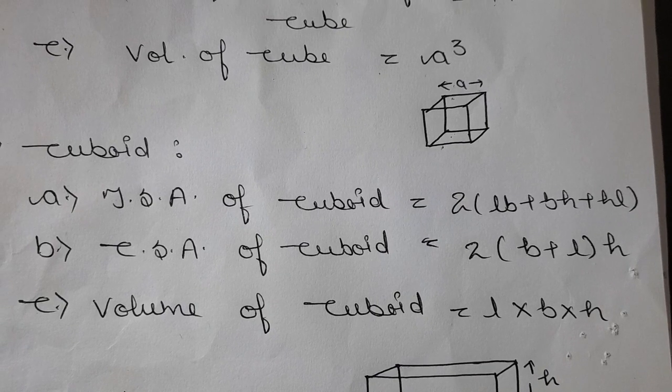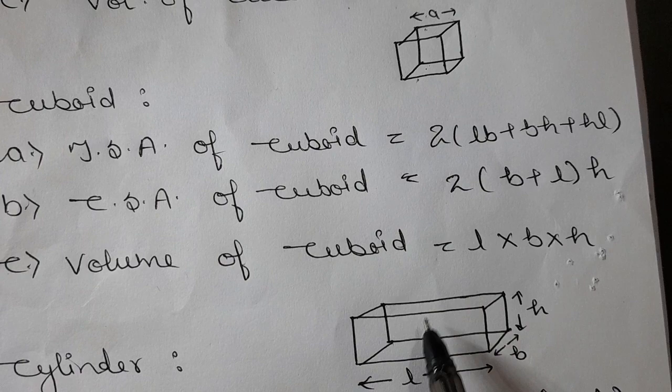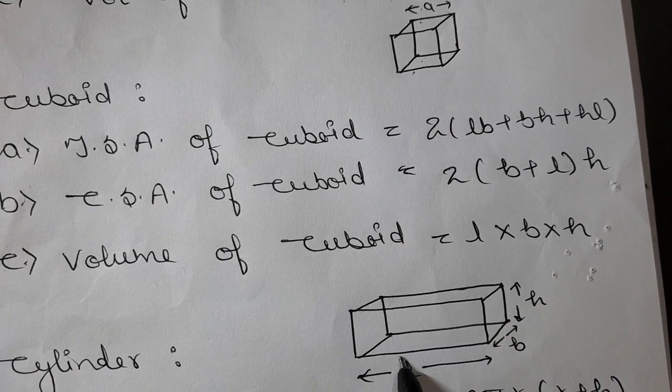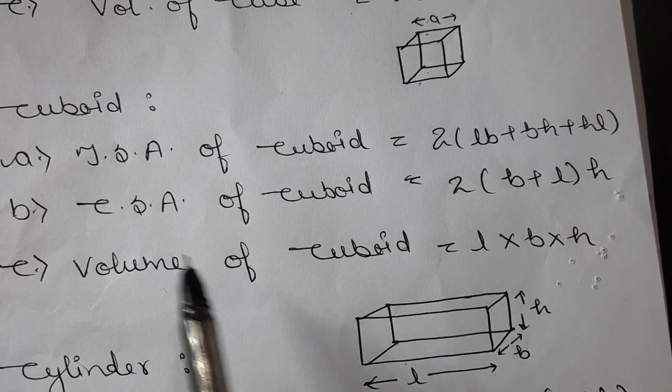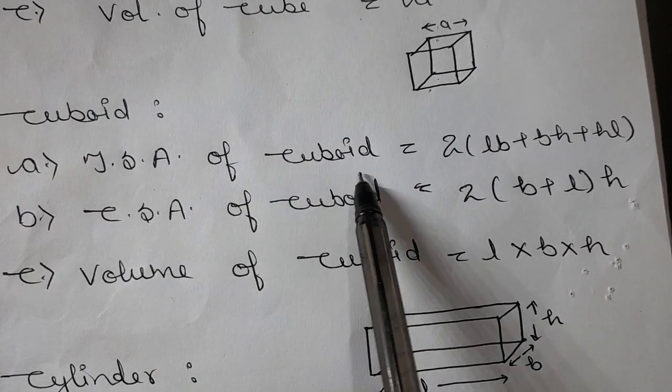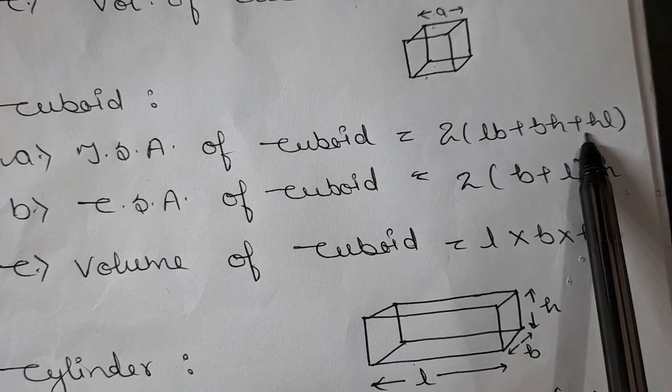Now next shape is the second one, that is cuboid. So in cuboid, that is the shape in which length, breadth and height all are different. Okay, so total surface area of the cuboid, that is 2 into LB plus BH plus HL.